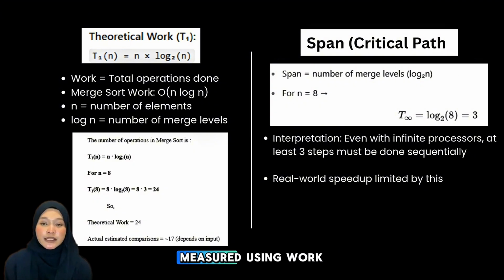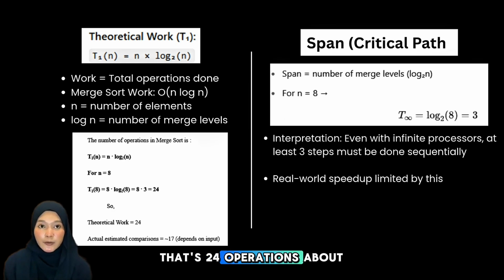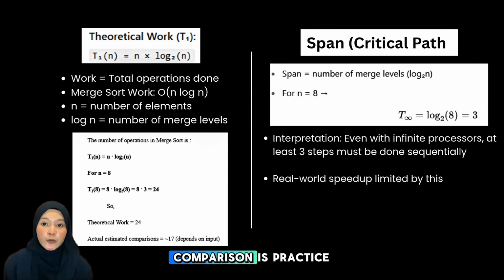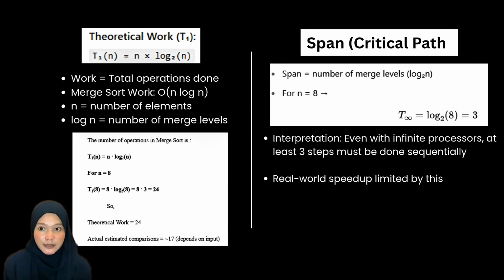Merge sort performance is measured using work and span, where T1 is the total effort. T1(n) equals n times log n base 2. For n equal to 8, that's 24 operations. About 17 comparisons are practiced. Span T infinity is the longest chain of steps. T infinity equals log n base 2. When n equals 8, the total is 3, the number of merge levels. In short, work equals total effort. Span is the minimum time with parallelism. Together, they show how much speed up we can get.